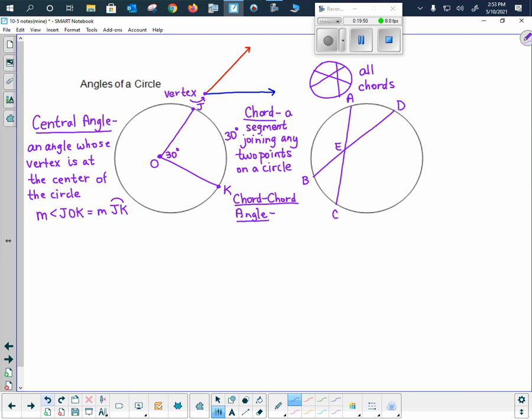And the definition for a chord, chord angle is an angle formed by 2 chords that intersect inside the circle.